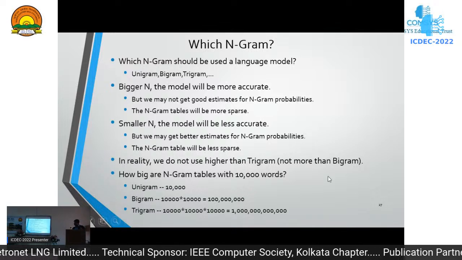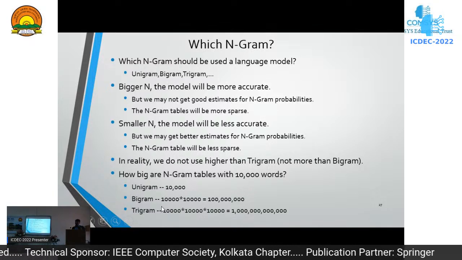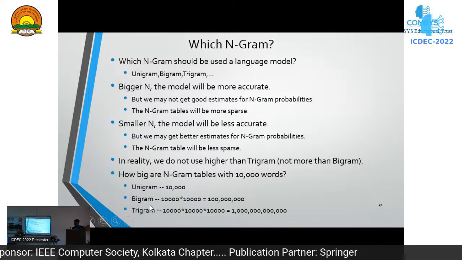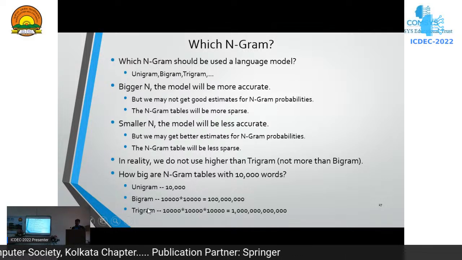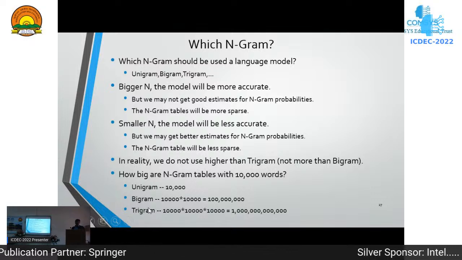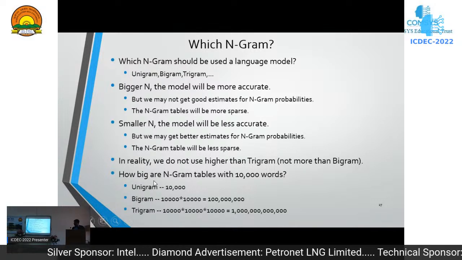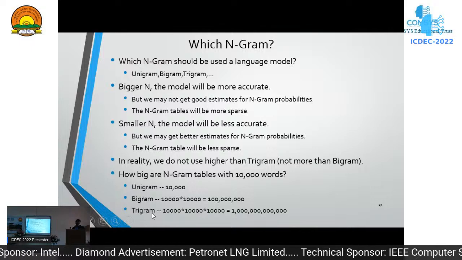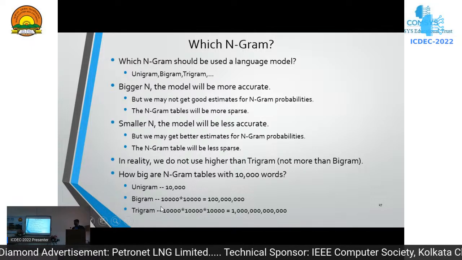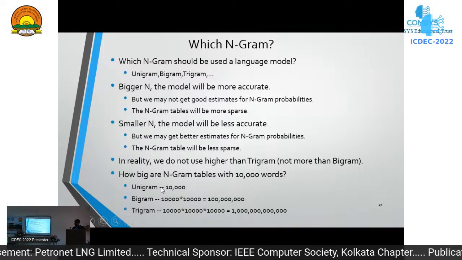So we don't need to go to a higher n. If you keep on increasing the value of n, then of course the accuracy will be high. But the denominator will become heavier and heavier. That is the reason why we talk about applying up to the trigram or so for the application of NLP.